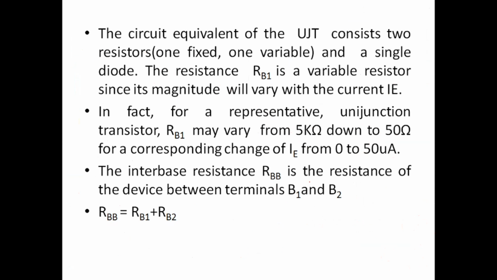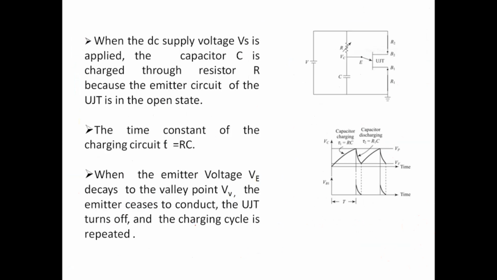The interbase resistance RBB is the resistance of the device between B1 and B2. RBB is RB1 plus RB2. So this character of the UJT we are using to design a relaxation oscillator circuit. Okay, this is a relaxation oscillator circuit.